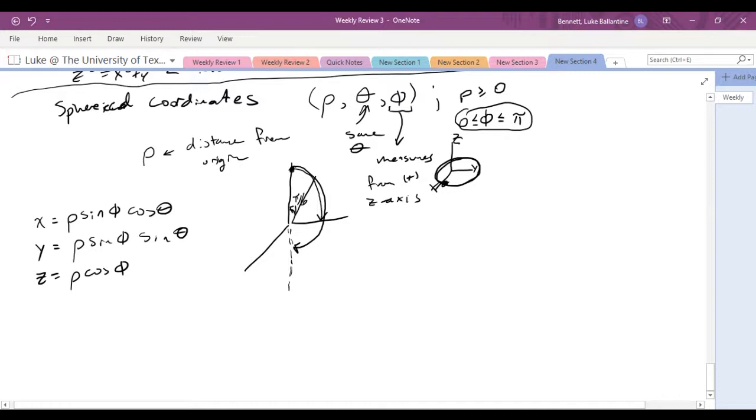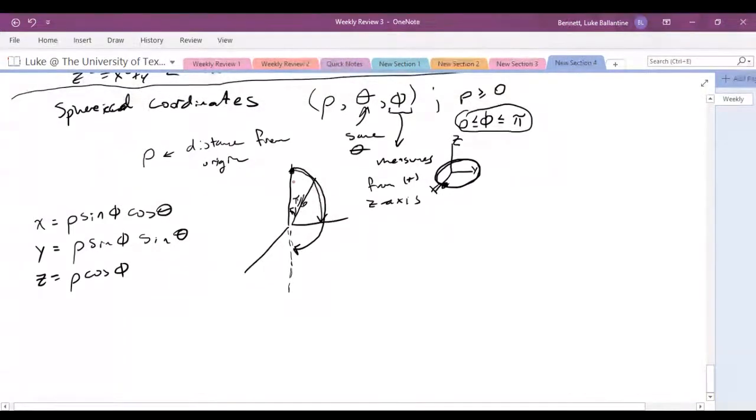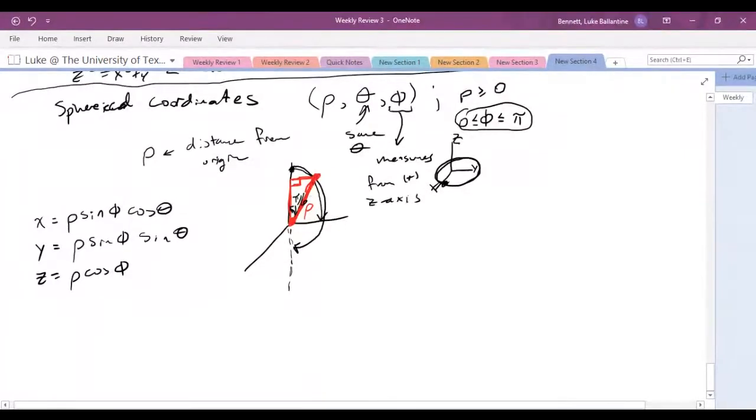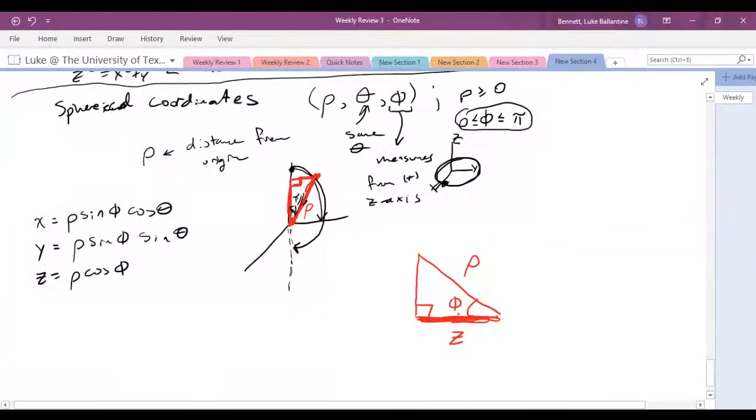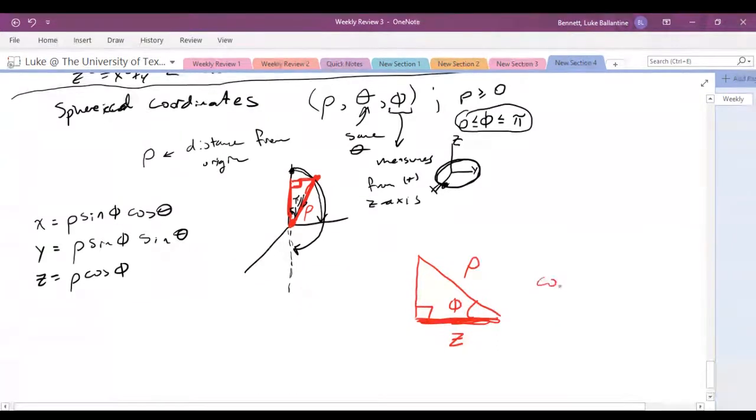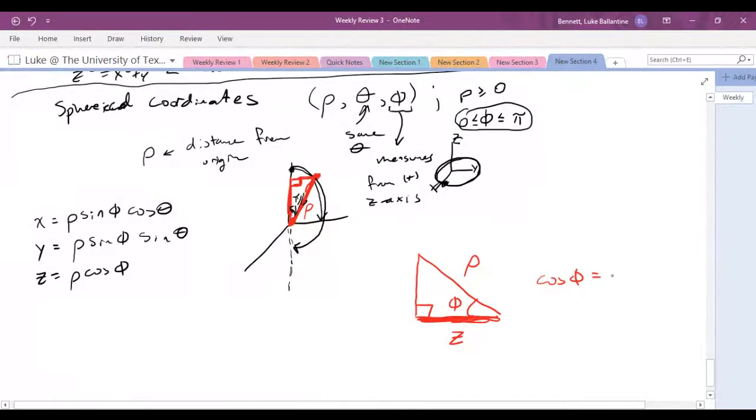Because if we build a triangle right here, then here's the right angle. This is the hypotenuse right here. This actually is rho, because it's the distance, the measure from the origin to our point. Then this side of the triangle would be right here, and that's what z is. And then we have our angle phi, right? And so we have the identity, okay, well, this is cosine. If we do cosine of phi, what is cosine? It's adjacent over hypotenuse.